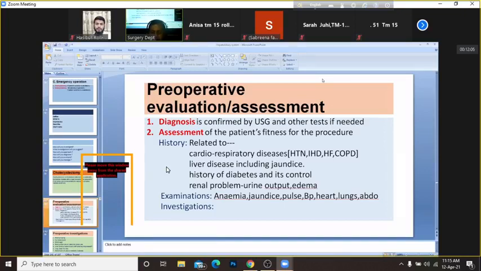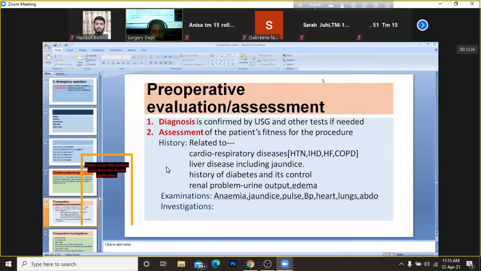Most of the time we can see the picture in the ultrasonogram image. So it has to be confirmed by ultrasonogram. If it is not confirmed, it has to be supplemented by other investigations, including isotope scan, CT scan, then MRCP, like that. So the diagnosis has to be confirmed.